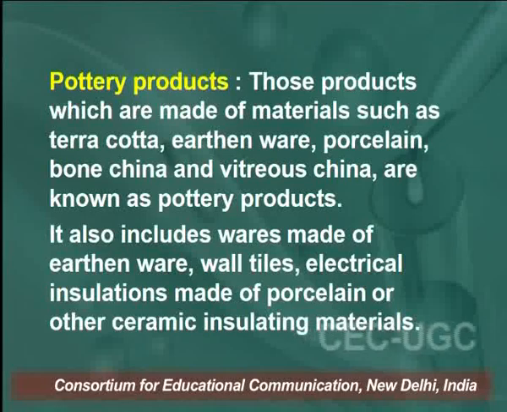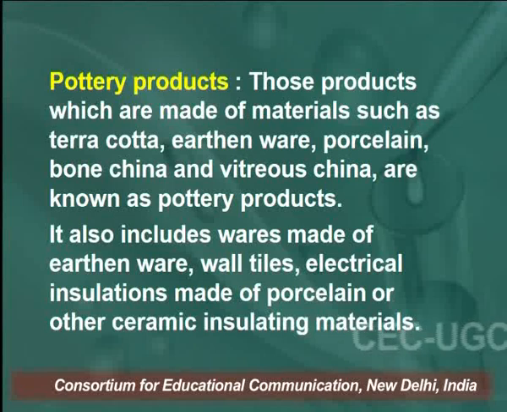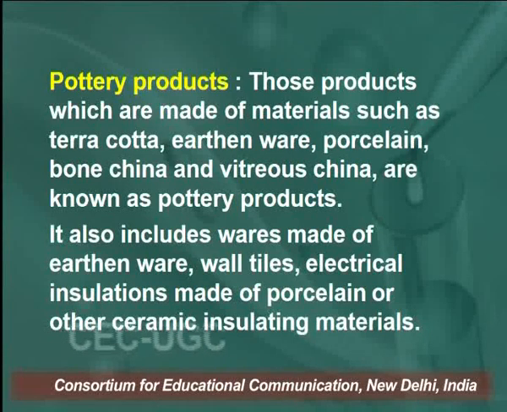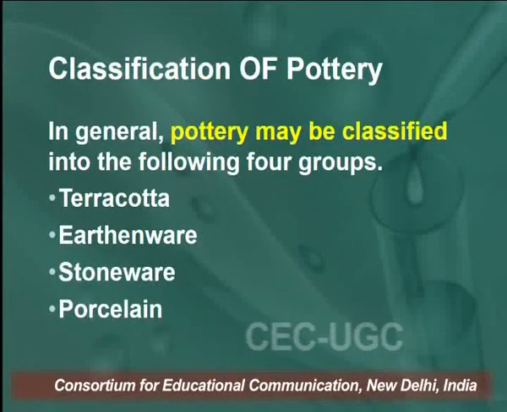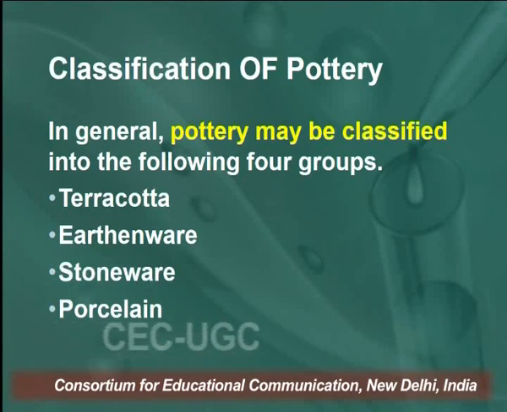Pottery products are those products which are made up of materials such as terracotta, earthenware, porcelain, bone china and vitreous china. It also includes wares made of earthenware, wall tiles, electrical insulations made of porcelain or other ceramic insulating materials. Now again, pottery may be classified into 4 groups: terracotta, earthenware, stoneware and porcelain.